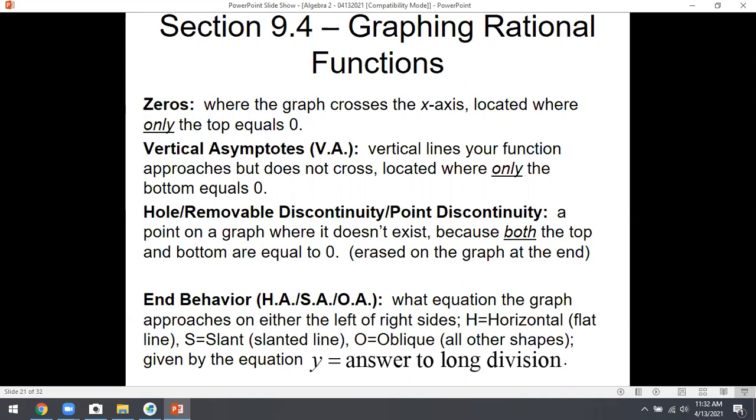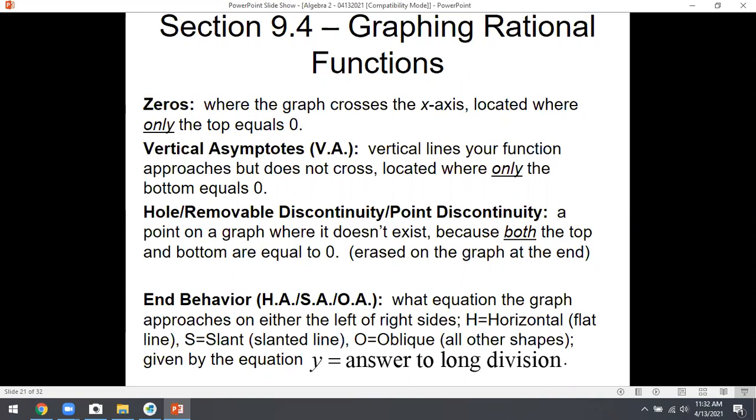So if something makes the top 0, it makes a zero. If something only makes the bottom equal to 0, it makes a vertical asymptote. If there is a number that makes the top and the bottom 0 at the same time, that's a new concept called a hole.